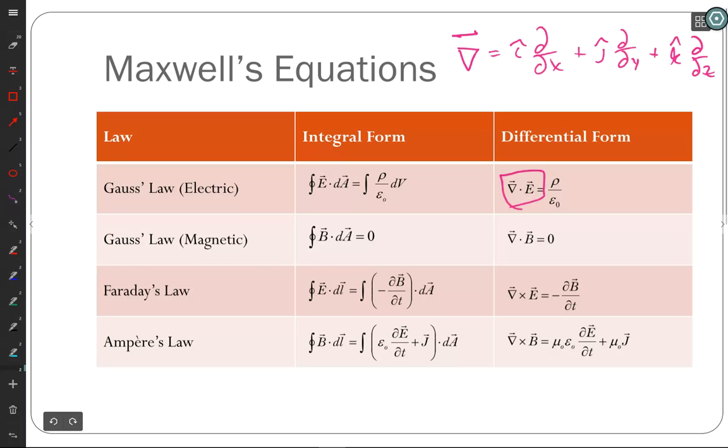That means I'm taking the derivative of the x component with respect to x, plus the derivative of the y component with respect to y, plus the derivative of the z component with respect to z. And that tells us rho here is the charge, and epsilon 0 is that constant, the permittivity of free space. So fundamentally, you can determine the charge enclosed. Now, rho, I said charge, it's charge density, charge per unit volume.